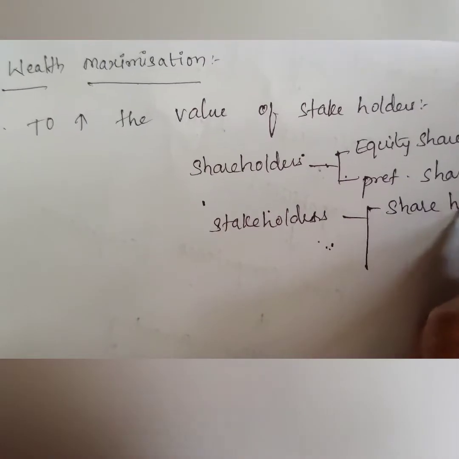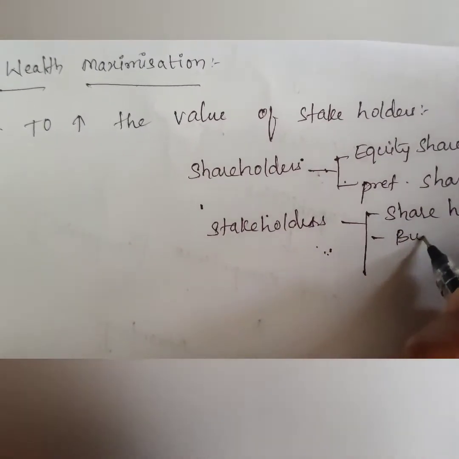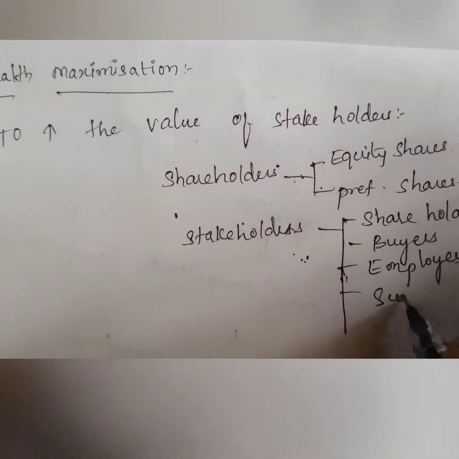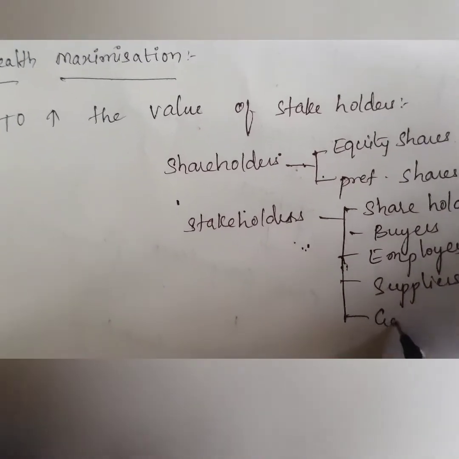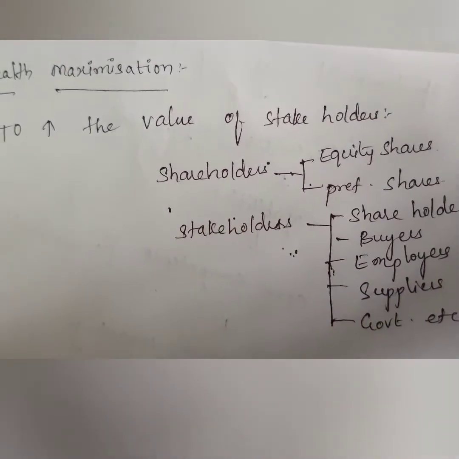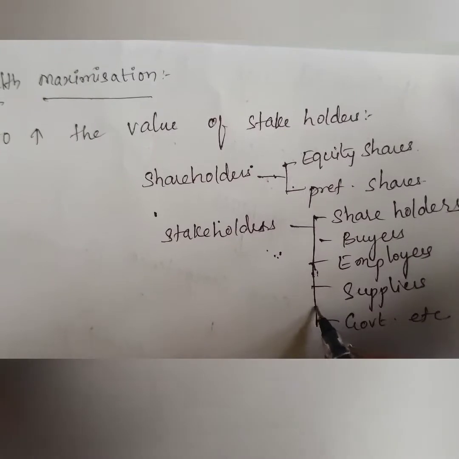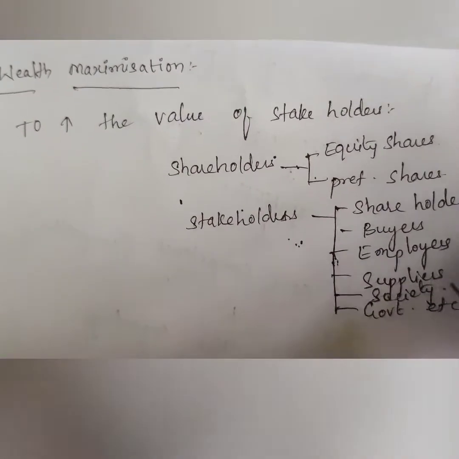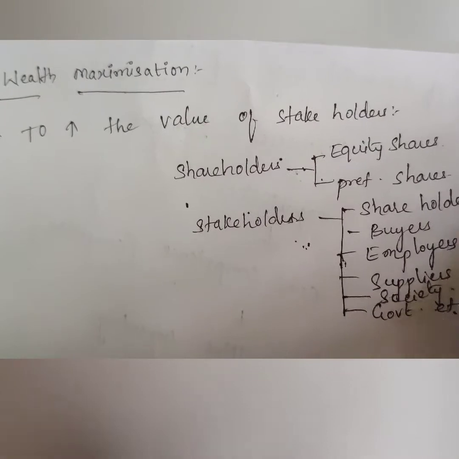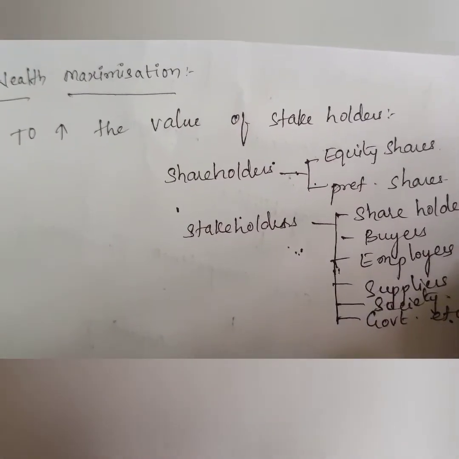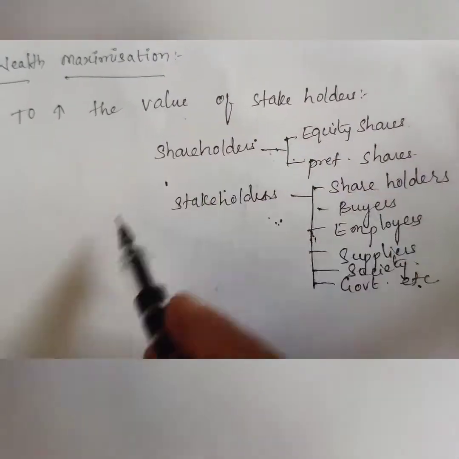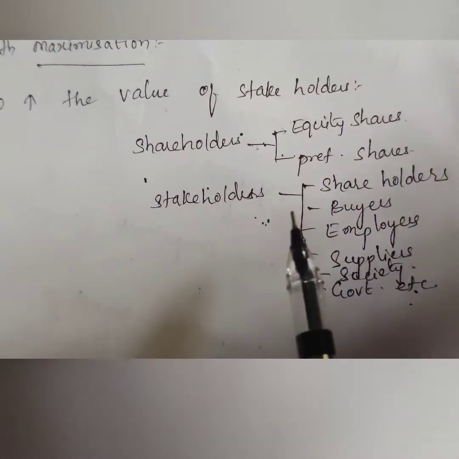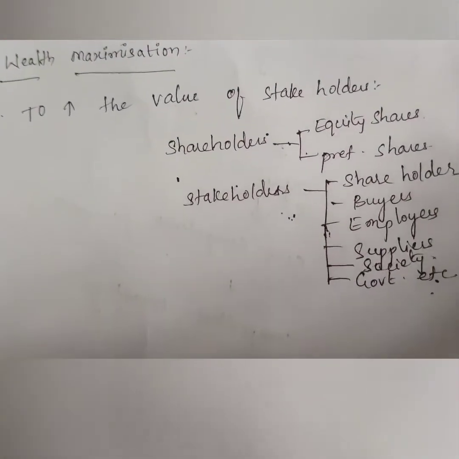So stakeholders means your shareholders, the buyers of your product, the employees of your organization, the suppliers of your organization, government, etc. Those who have a direct or indirect link or relationship with your organization, and society is also part of your stakeholders. All of them are directly or indirectly impacted by your organization. So taking into consideration all the stakeholders' opinions and increasing their value is considered wealth maximization.